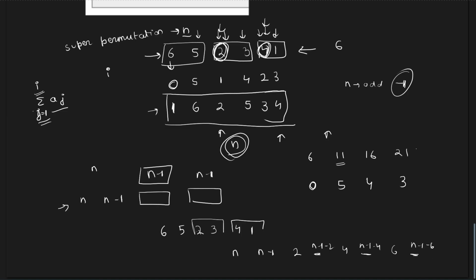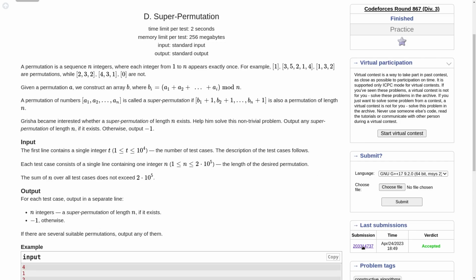And I also wanted to mention one more thing, that we discussed that whenever n is odd, the answer will be minus 1. There is an exception to this particular case when n is exactly 1. So you will have to deal with this particular case separately. Now let us have a look at the code of this particular problem.